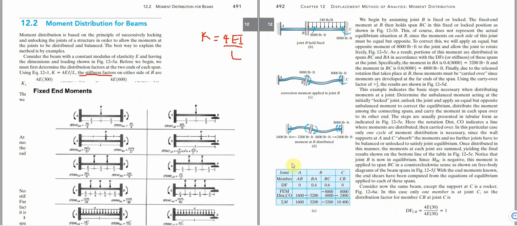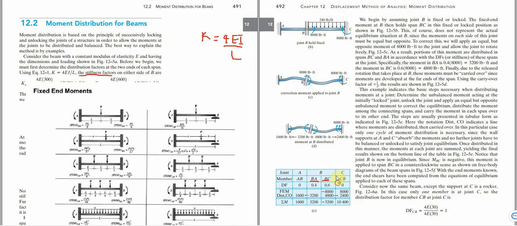Now for each joint we have what we call the members. For instance, for this one we have member A to B, member B to A, member B to C, and also member C to B. So we write our members under A. How many members do we have under A? We have A to B. Now under B, how many members do we have? We have B going towards A and B going towards C, that is BA and BC. Now under C, we only have member C towards B.